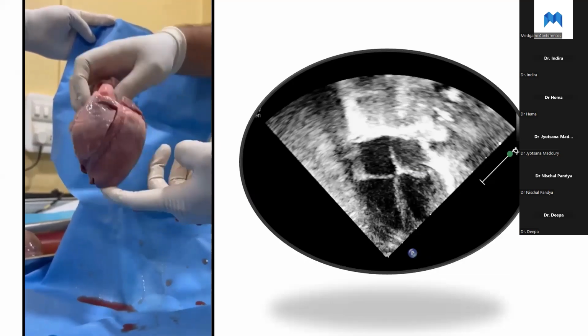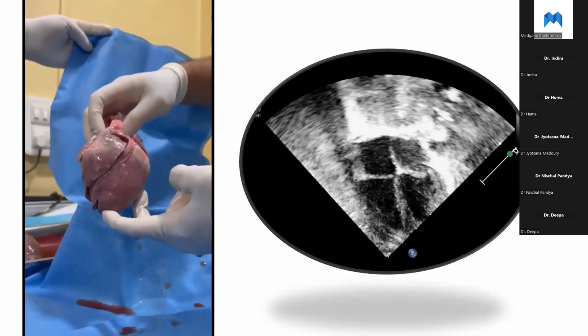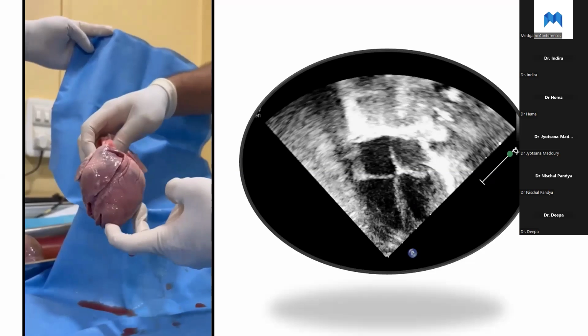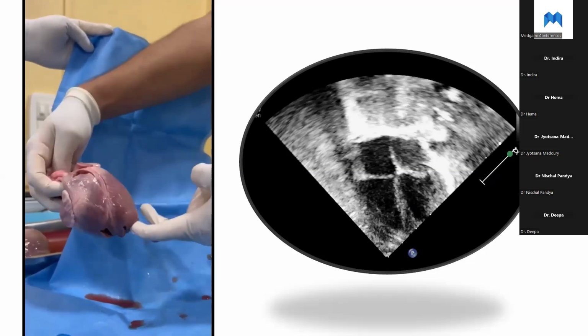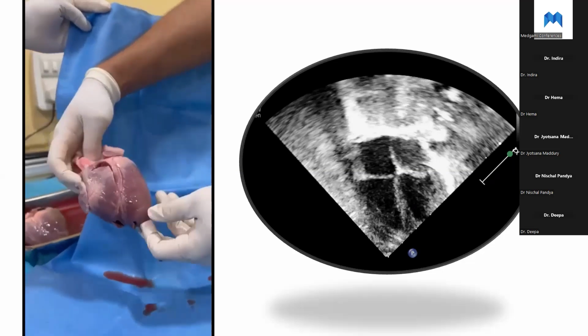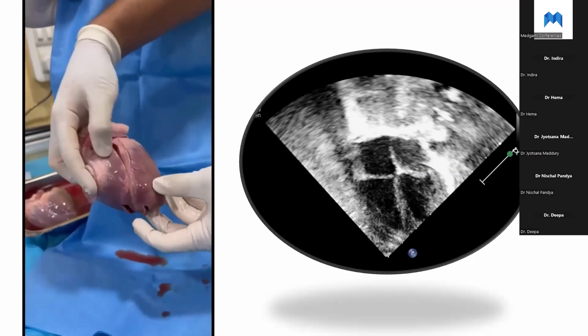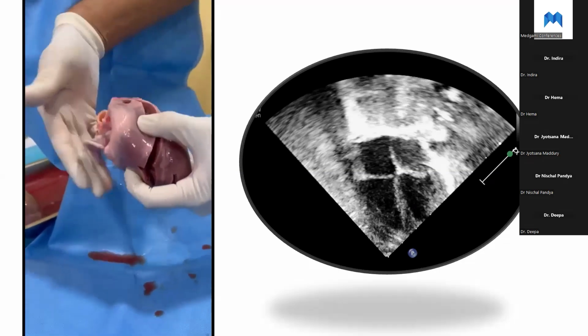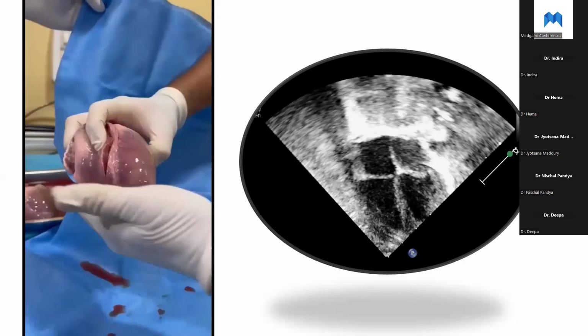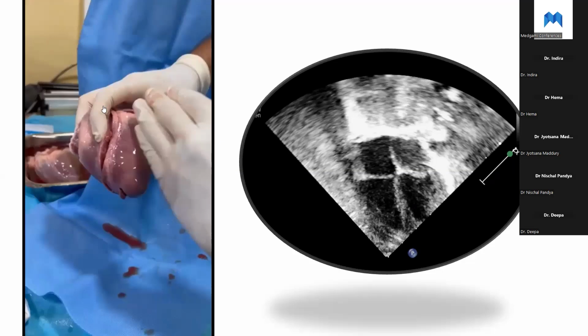The heart in its position in the thoracic cavity is nowhere like this. It actually lies this way, right? It's a conical structure with a base posteriorly. It has a sternocostal anterior surface, a diaphragmatic surface, and a lateral surface.